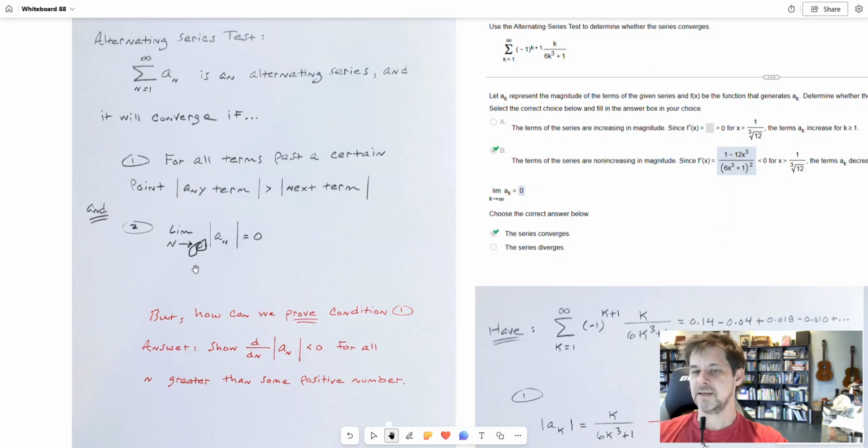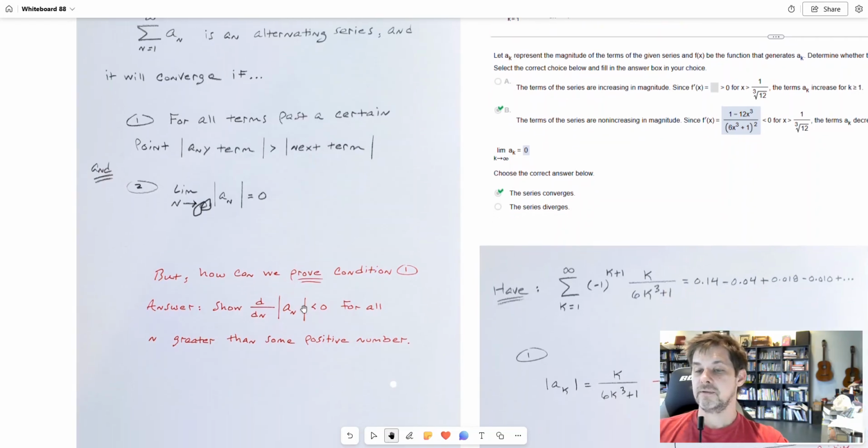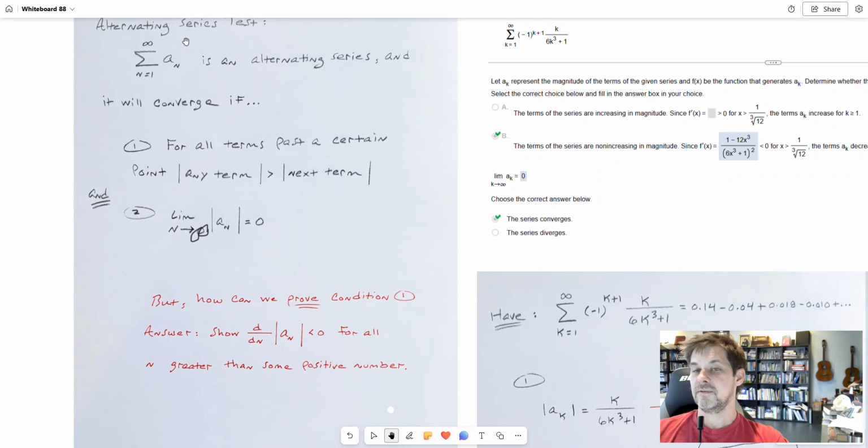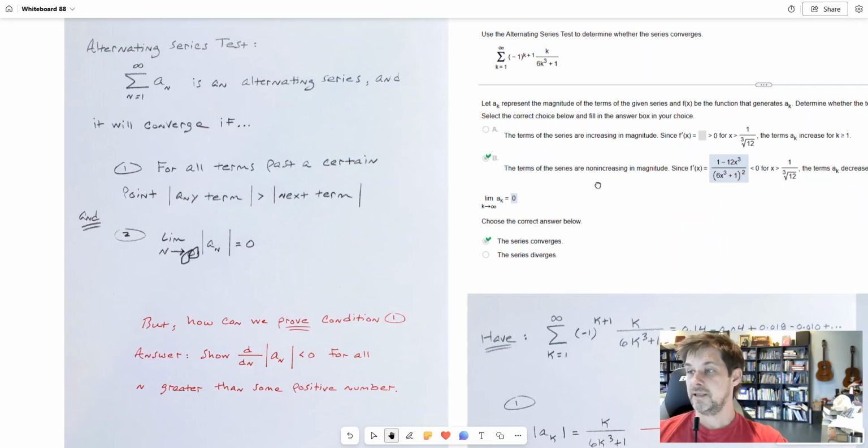Now, the second thing is just a limit, and we've done lots of limits so far to get to this point in calculus. For the first condition, how do you prove that any term is in fact bigger than the next term past a certain point in the series? That will come down to finding the derivative of this in terms of absolute value and showing that it's negative for all numbers past a certain point. If the derivative is negative, it means that function's decreasing, and that translates into any term being bigger than the one that comes after it. All right, so that's the alternating series test.